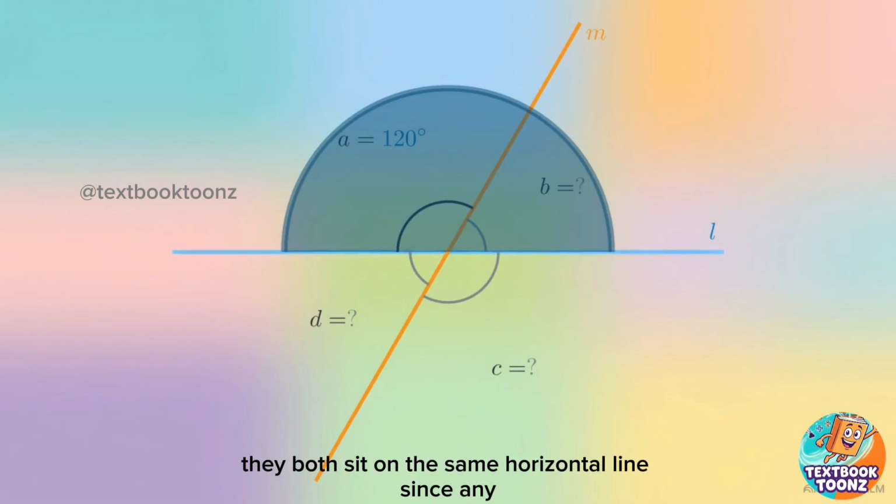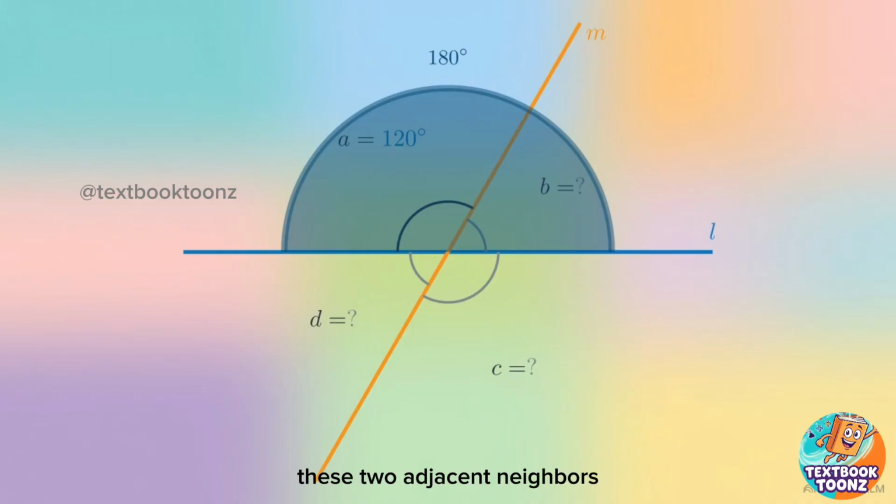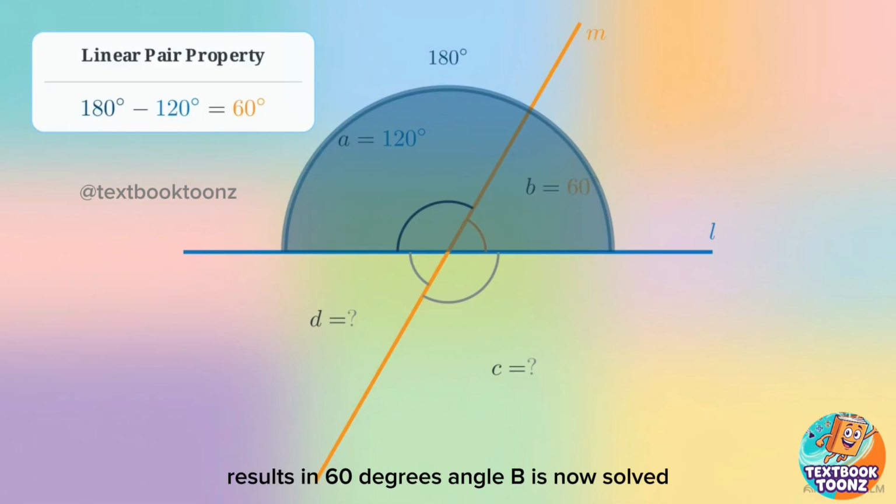They both sit on the same horizontal line. Since any straight line represents an angle of 180 degrees, these two adjacent neighbors must add up to that same total. We call this a linear pair. Subtracting our known 120 degrees from the 180-degree total results in 60 degrees. Angle B is now solved.